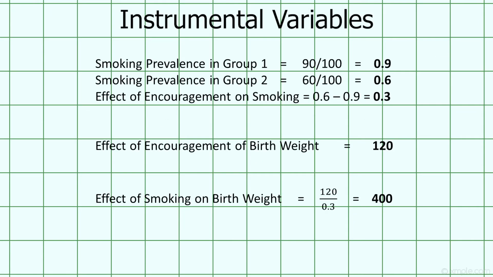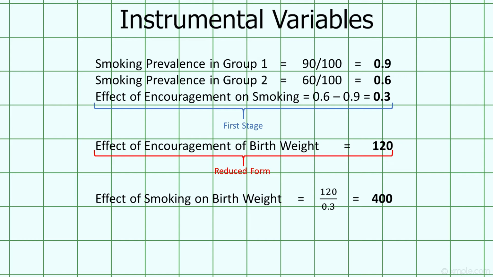The first relationship we examined was between the instrumental variable, encouragement, and the independent or endogenous variable, smoking. We call this the first stage. We then found the relationship between the instrumental variable and the dependent variable, birth weight, called the reduced form. If we divide the reduced form estimate by the first stage estimate, we get an estimate of the causal effect of smoking on birth weight, called the second stage.